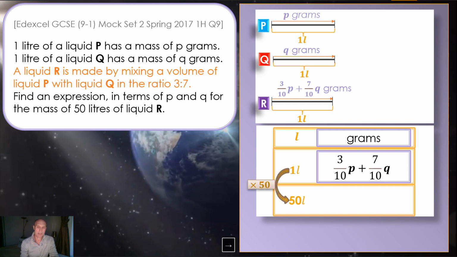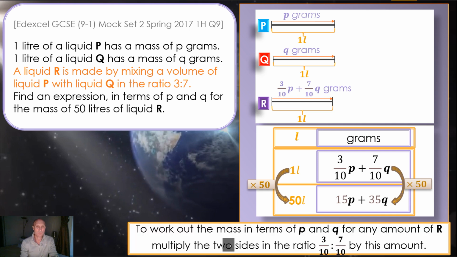In this case, this is 50 from the left side, which we use on the right side as well by multiplying the mass of 1 liter in terms of P and Q. We find an expression of 15P plus 35Q, the expression for the mass in grams in 50 liters.